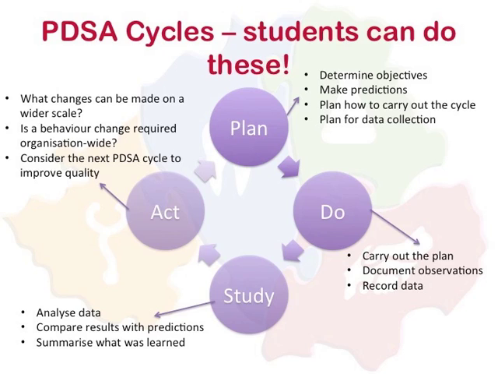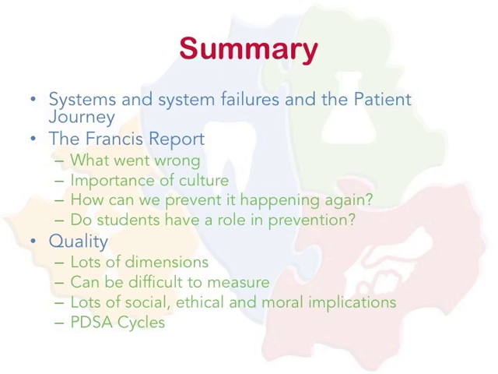So what changes can be made on a wider scale? These studies are done on a small scale as little mini trials that can then be escalated should success be noted. So what changes can be made on a wider scale? Is behaviour change required organisation-wide? And then you need to consider the next PDSA cycle. So it's a continuous improvement. There's a reason that there are arrows going to all four of these boxes in a circle. Quality improvement is a continual process.